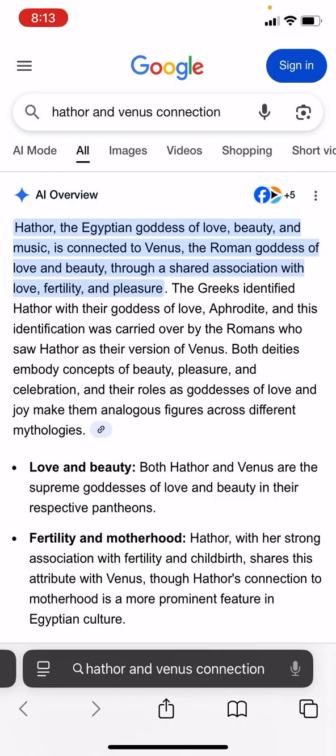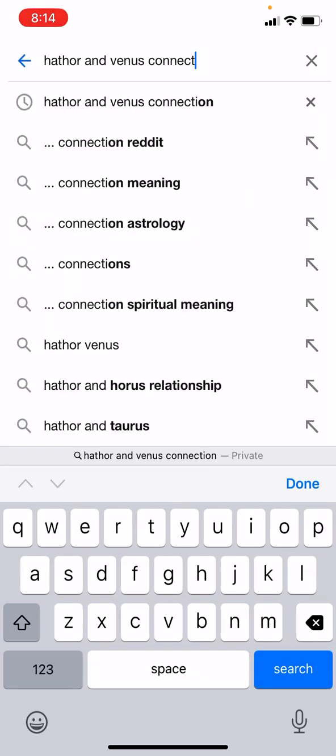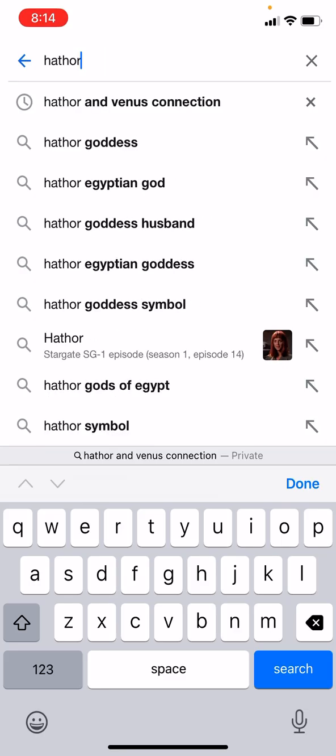Both deities embody concepts of beauty, pleasure, and celebration, and their roles as goddesses of love and joy make them analogous figures across different mythologies. So, as you can see here, the Roman goddess Venus is based off of Aphrodite, and Aphrodite is just the Greek version of Hathor. Now, let's go ahead and talk about the symbol of Venus.